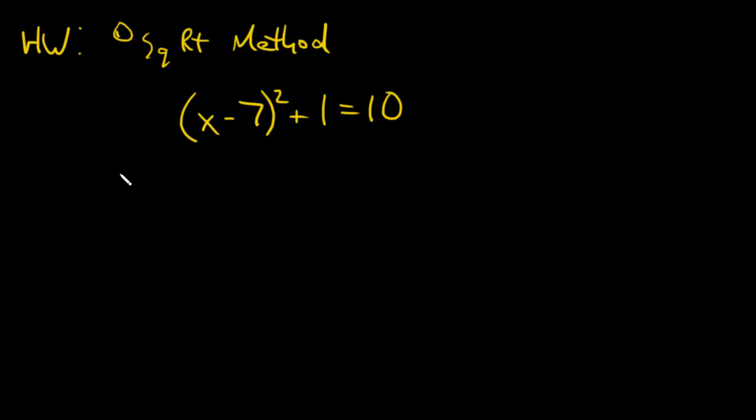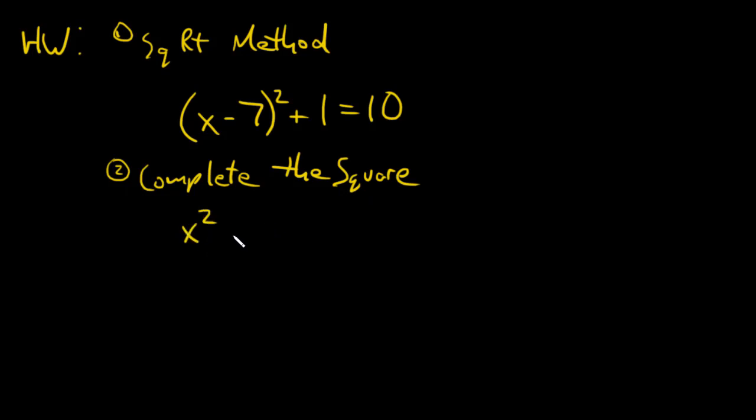For the second one, use completing the square. Knock out this one: x squared plus 12x minus 4 equals 0.